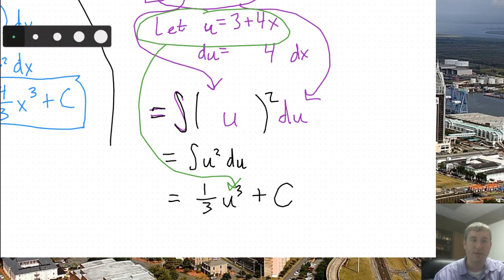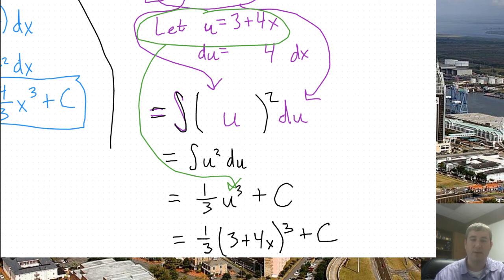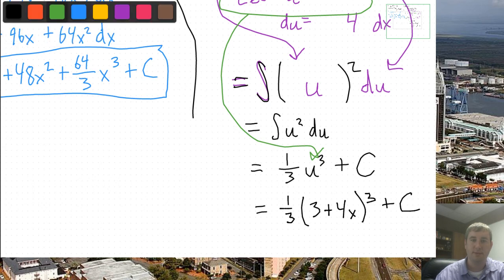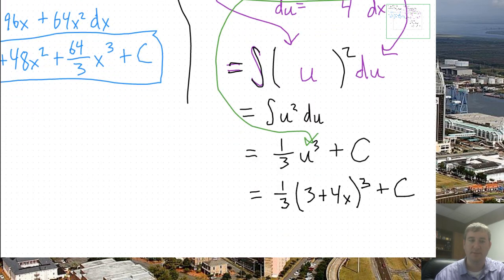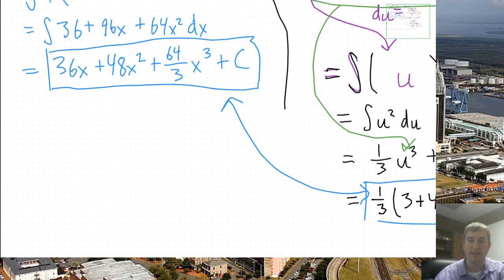So to finish off the problem, I will rewrite this. This will be 1/3, and u will get replaced with, in parentheses, 3 plus 4x, and the cube stays there, plus c. Now, I want to point out that this looks different. This is my final answer. And it looks different than the answer I got before, at least at first.